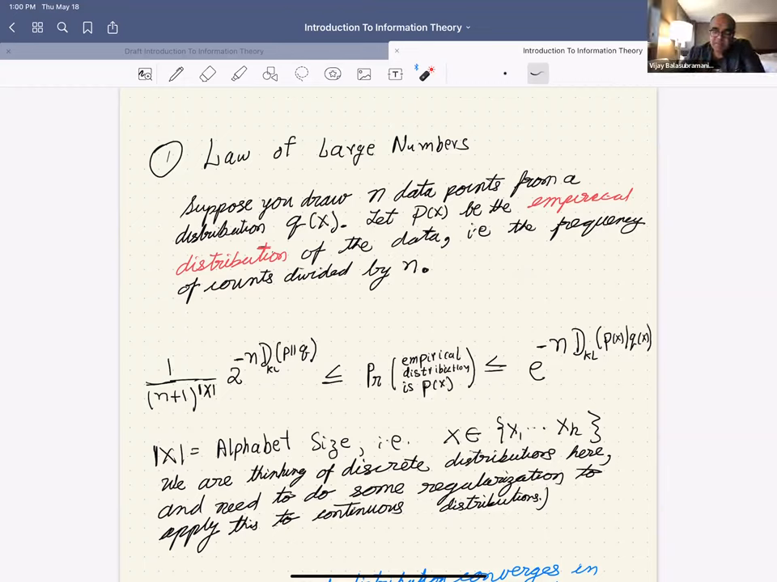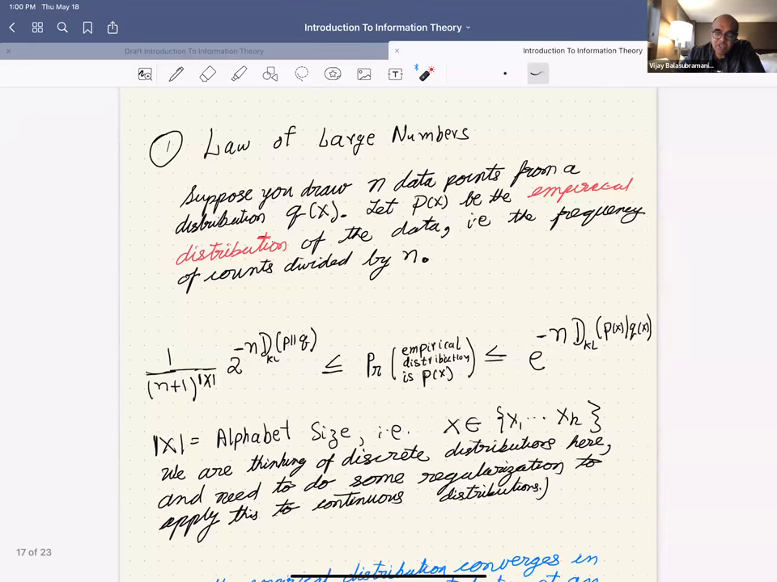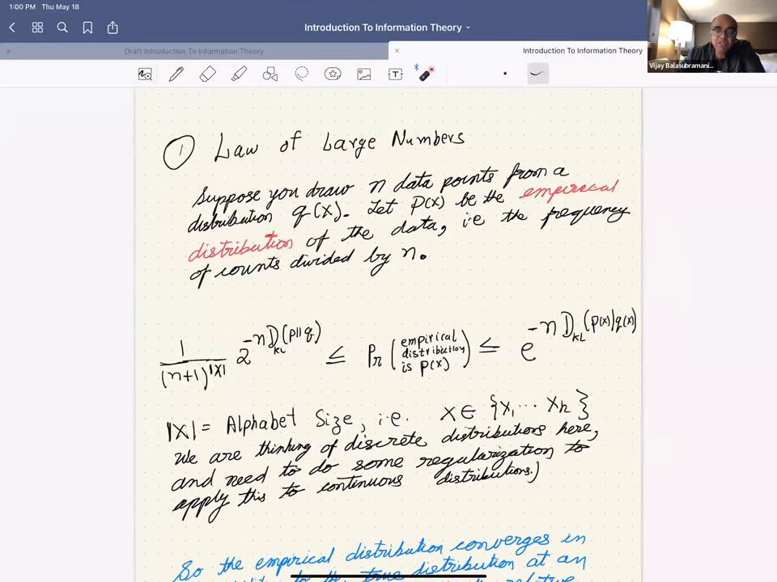So I'm going to first look at the law of large numbers. Suppose you draw n data points from a distribution Q of X, and let P of X be the empirical distribution of the data, namely the frequency of counts divided by n. So here's Q, the true distribution, and P of X is the empirical distribution. Here's a statement of fact. It's a result in information theory.